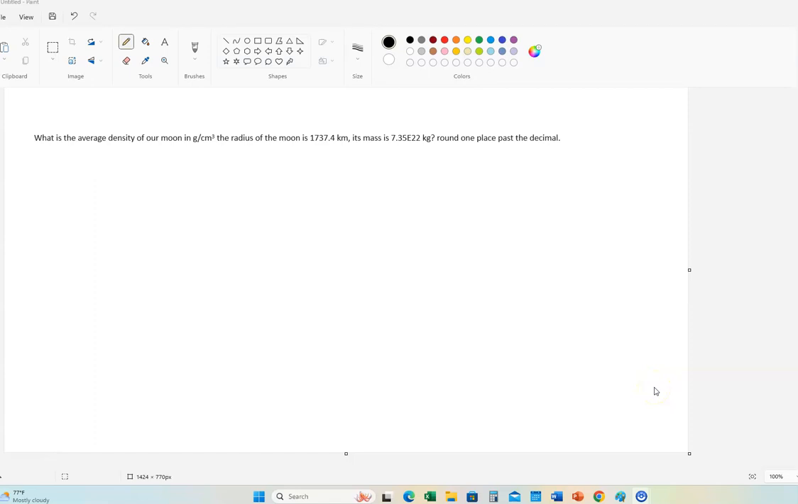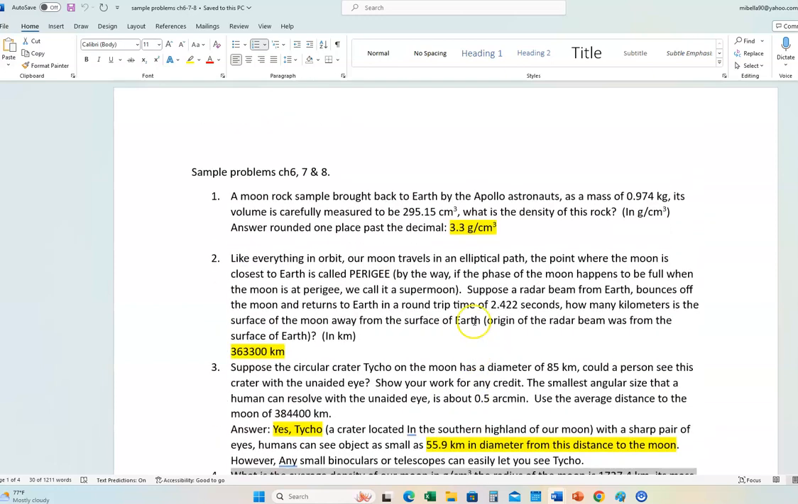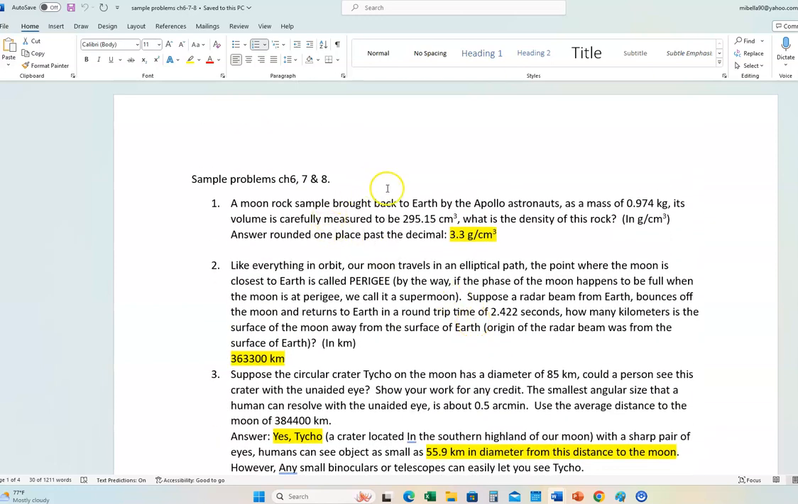All right, this is problem number 4 from our sample problems. By the way, this is what I'm working on, these sample problems from chapters 6, 7, and 8.